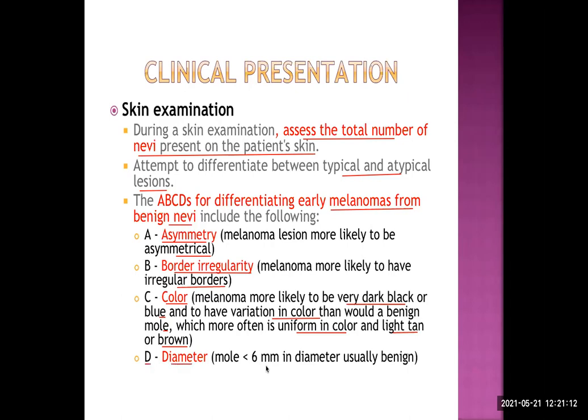And D is for diameter. Moles which are less than 6 millimeters in diameter are usually benign, okay? But just now we talked about it: if there are more than 50 nevi, and if each of them is more than 2 millimeters, then there is a chance for the future development of a melanoma. Both points are important there; we are not talking about the individual one. But here, if there are few nevi, not more than 50, only a few, then if they are less than 6 millimeters, it is usually a benign one.